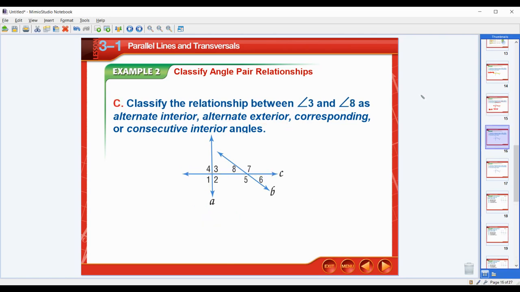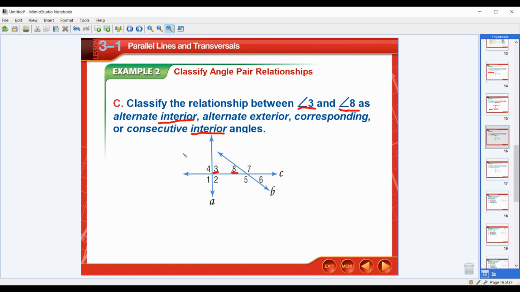Let's move on here. Next slide. Classify the relationship between angle 3 and angle 8. Angle 3 appears to be on the inside. Angle 8 also appears to be on the inside. So right off the bat, we know this is going to be something interior if both of them are on the inside of our lines here. So is this going to be alternate interior or consecutive interior is the question.